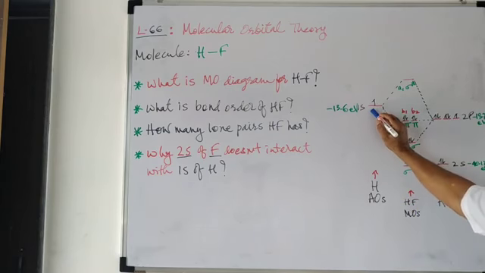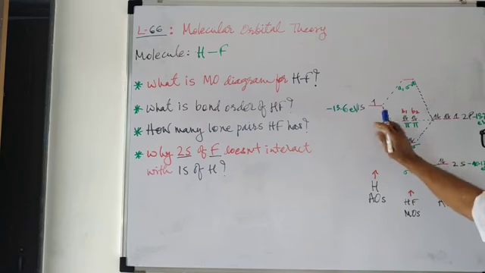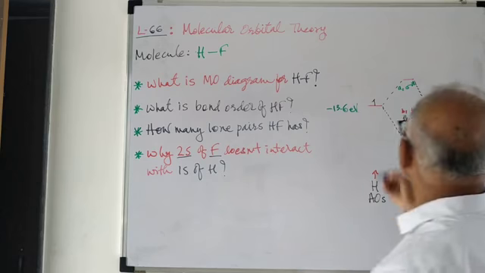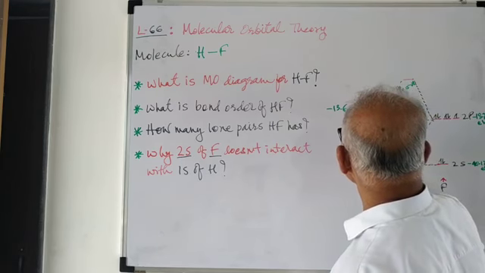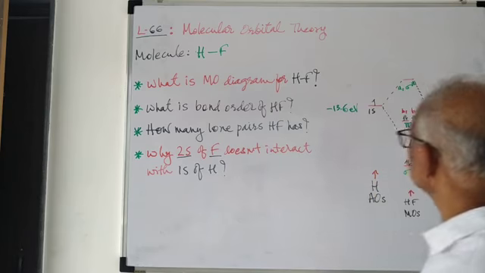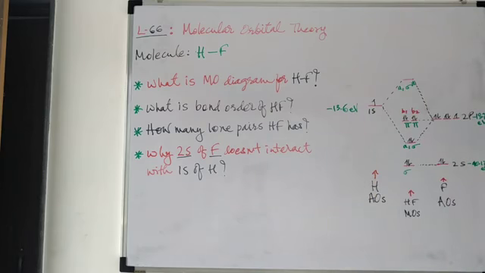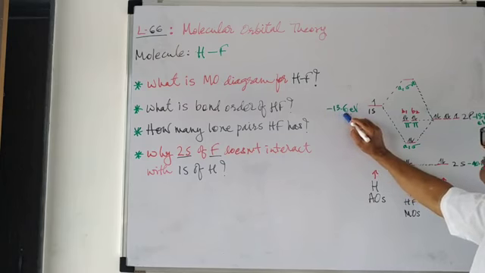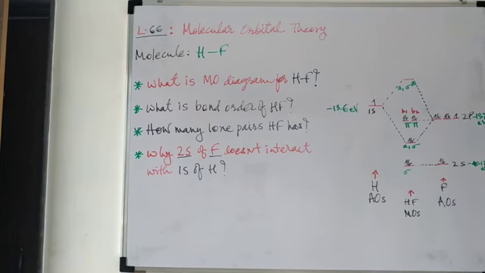The atomic orbital participating from hydrogen in this MO diagram is only the 1s, and it has energy minus 13.6 electron volts. Similarly, if we consider the atomic orbitals of fluorine, 2s has energy minus 40.17 electron volts, whereas the energy of 2p is minus 18.7 electron volts.